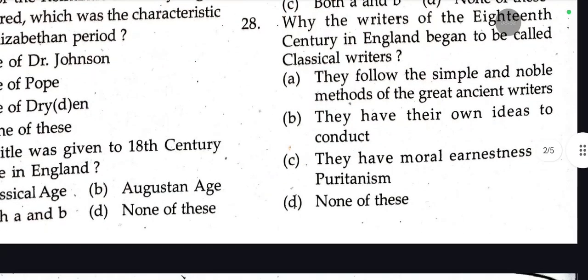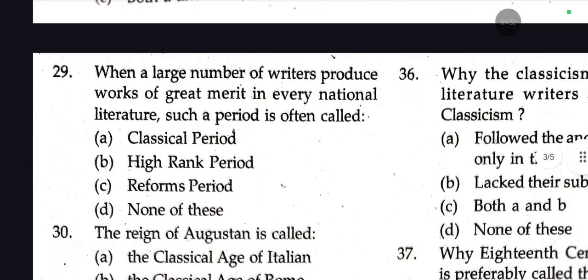Question number 28. Why were the writers of the 18th century in England called classical writers? They follow the simple and noble methods of the great ancient writers. So the answer will be option A.